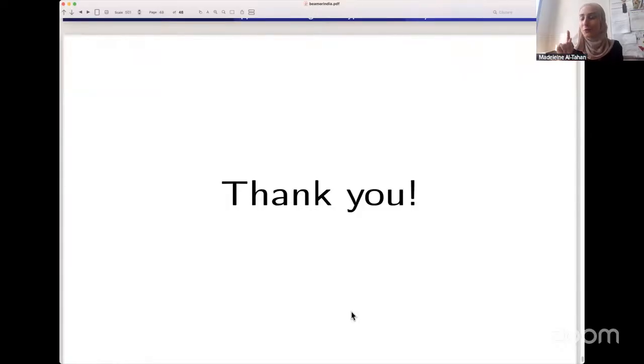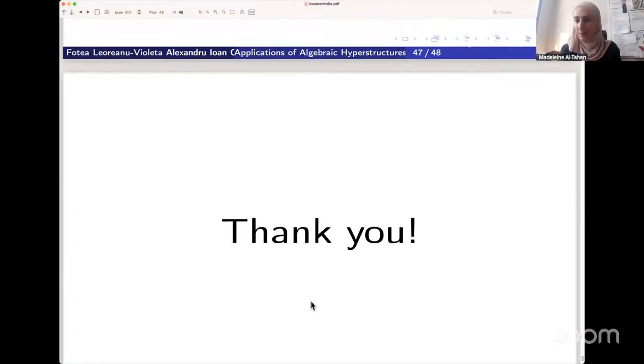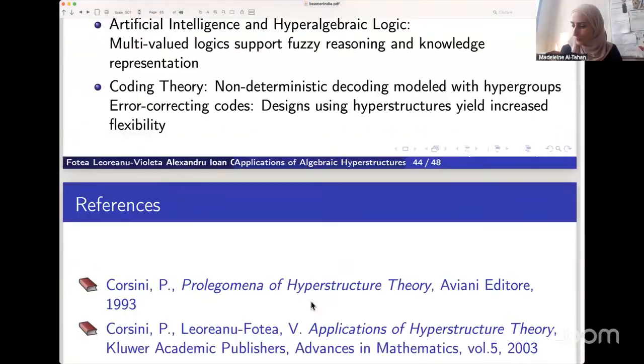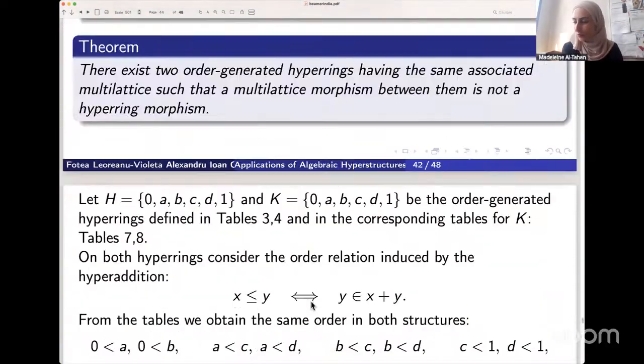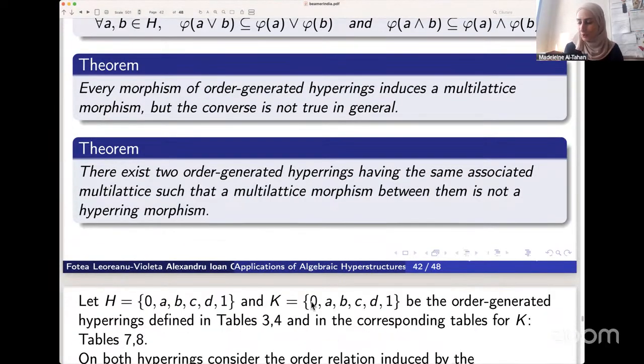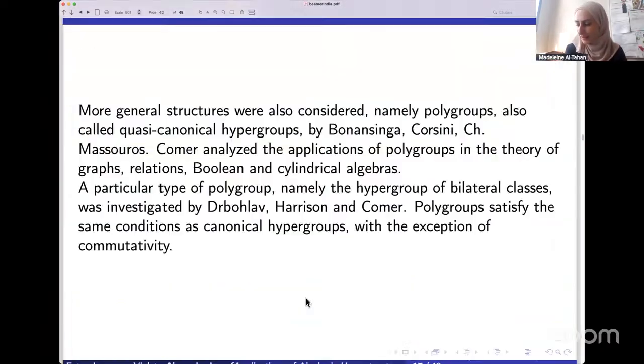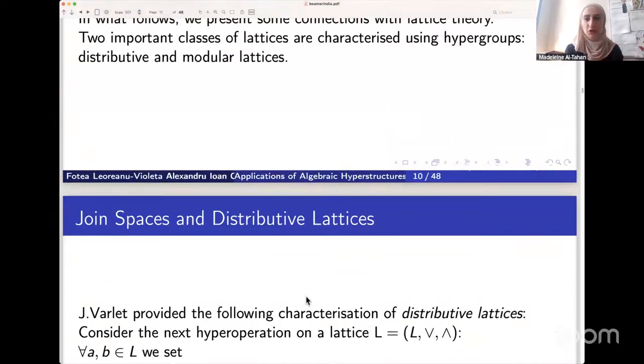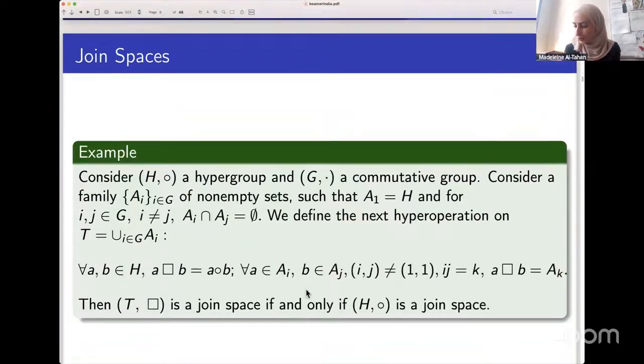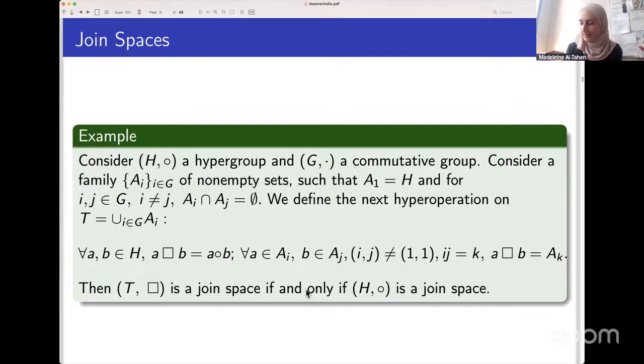I have just one question. You gave an example, and I was writing it down. I found it very interesting. It's when we start with H as a hypergroup, G as an abelian group, and you put A index I, with A1 equal H, and T is the union, and you introduce the hyperoperation. You put the hyperoperation as A square B equal A round B if both of them are in H, and if both of them are not in H, you put the result.